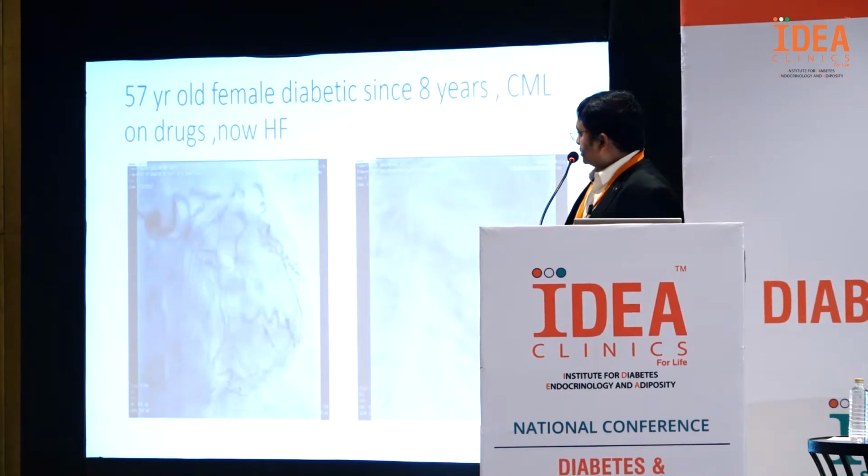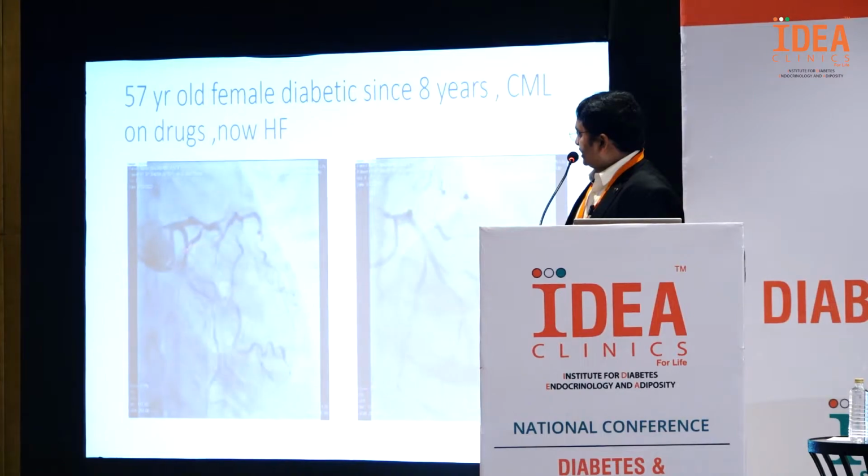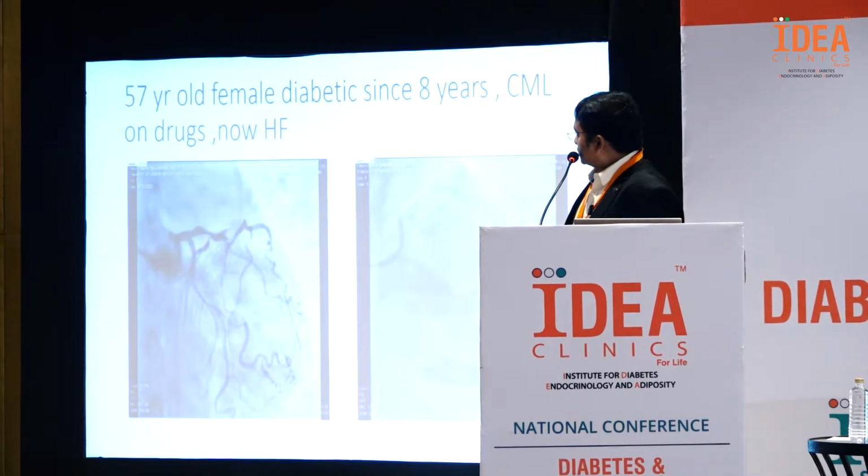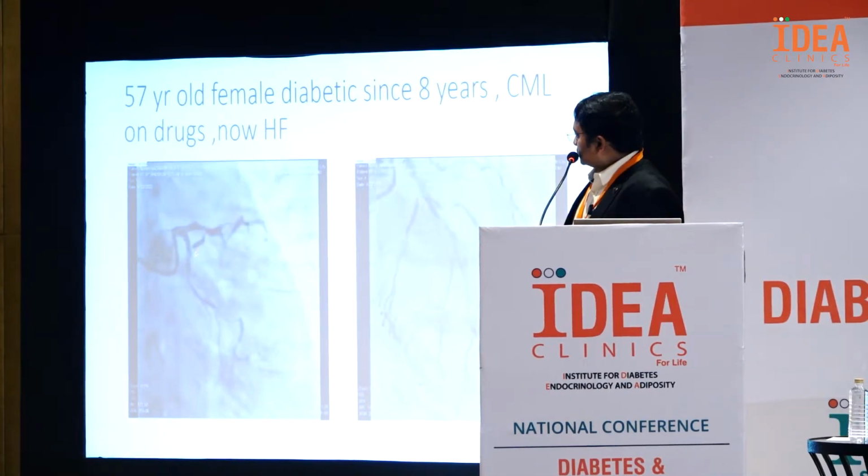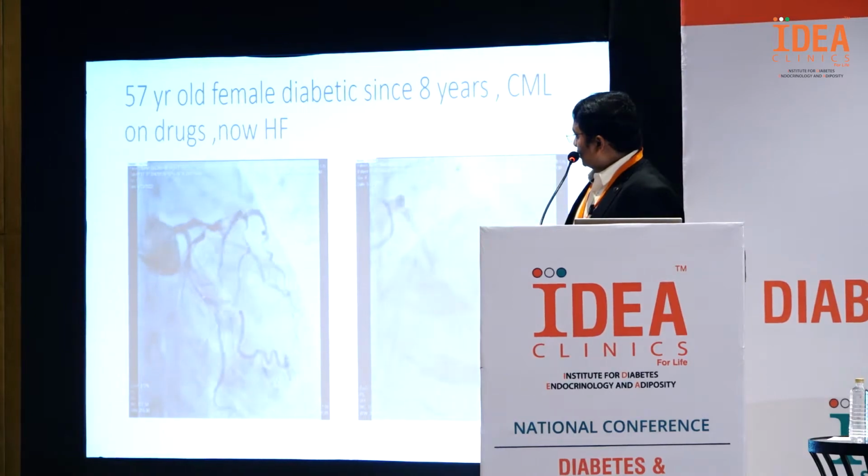And you see, this is the LAD, the upper one is LAD, and this is the circumflex coronary artery. You can see narrowing in the LAD. This portion is very tightly narrowed, and you can also see this is in the LCX here, and this is the OM1 branch here and OM2 branch.